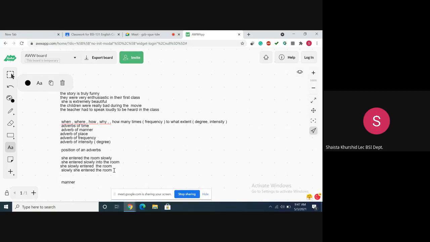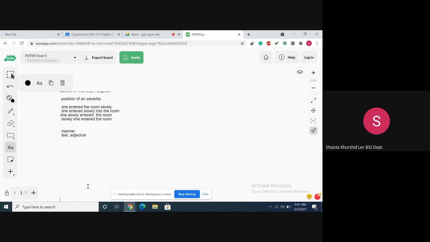The adverb of manner is the adverb which tells us in which manner the action occurred, is occurring, or will occur, right? There are examples like she speaks loudly, she was driving slowly, you replied correctly, he runs fast. Fast is an adverb, or it is an adjective as well. There are some adverbs which have the same form as an adjective, but when we use them in sentences, we decide on the basis of their function whether it is an adverb or an adjective, right?